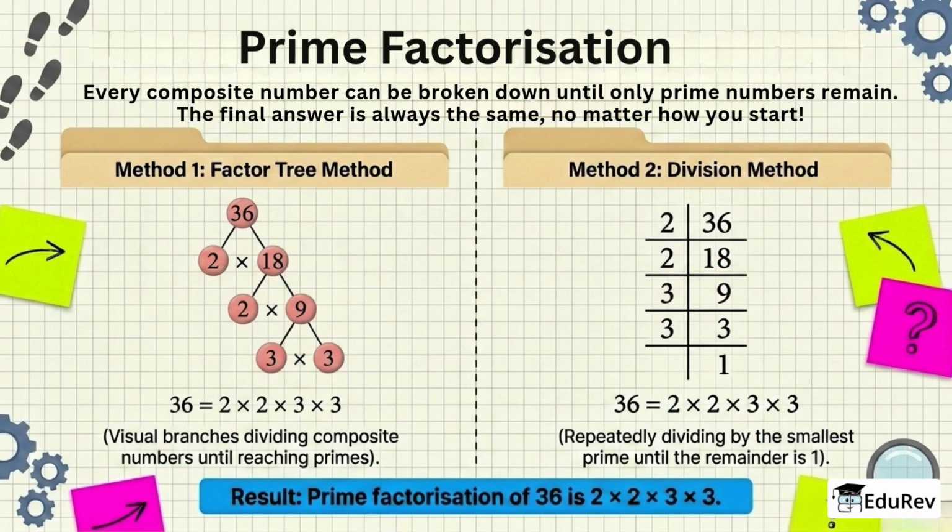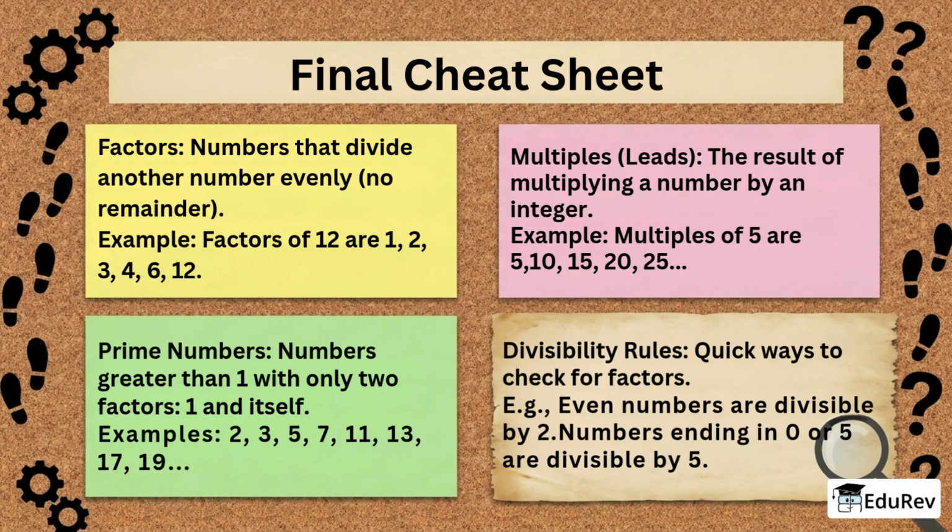Moving on to prime factorization. Every composite number can be broken down until only prime numbers remain. And no matter how you start, the final answer is always the same. Method 1 is the factor tree method. This uses visual branches dividing composite numbers until reaching primes. Method 2 is the division method. This involves repeatedly dividing by the smallest prime until the remainder is 1. For the number 36, both methods will give you the prime factorization result of 2 times 2 times 3 times 3.